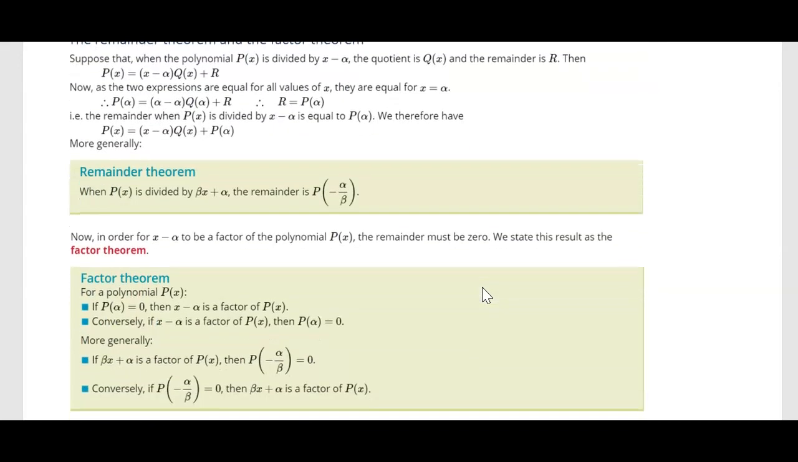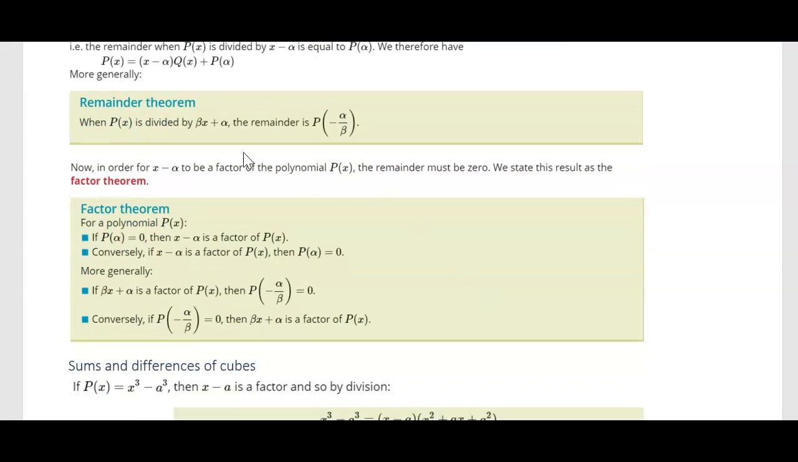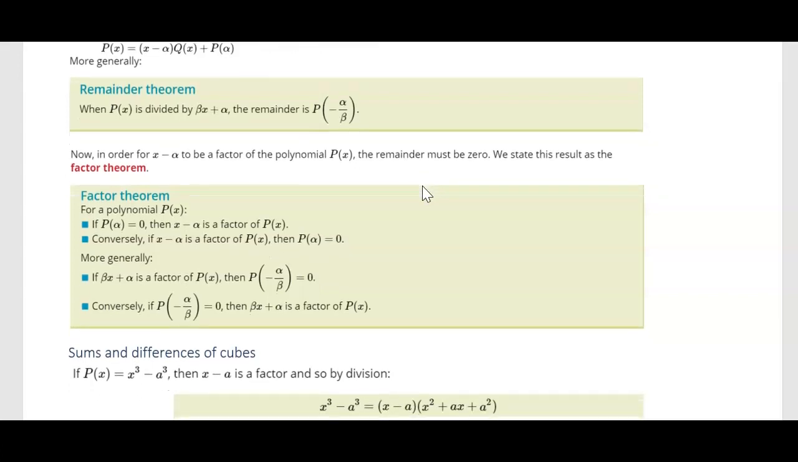Now, I'm not going to read through all this because I think it's just complicated without actually applying it to a question. The remainder theorem: if you're dividing a polynomial, so p of x, by beta x plus alpha, where beta and alpha are just numbers, then your remainder is going to be p of negative alpha on beta. So you're just substituting that value into your polynomial. It might sound a little bit more complicated than what it actually is.